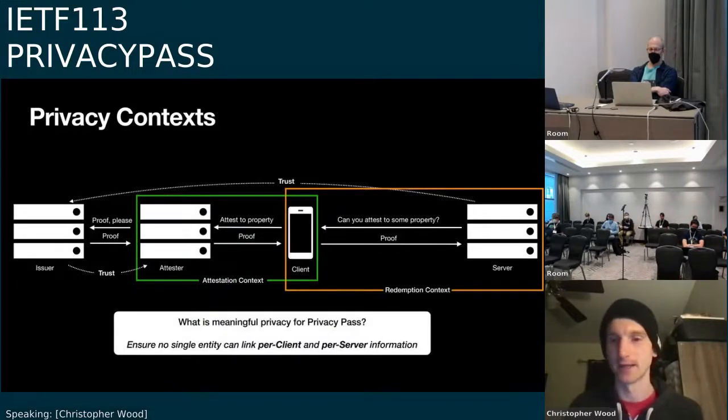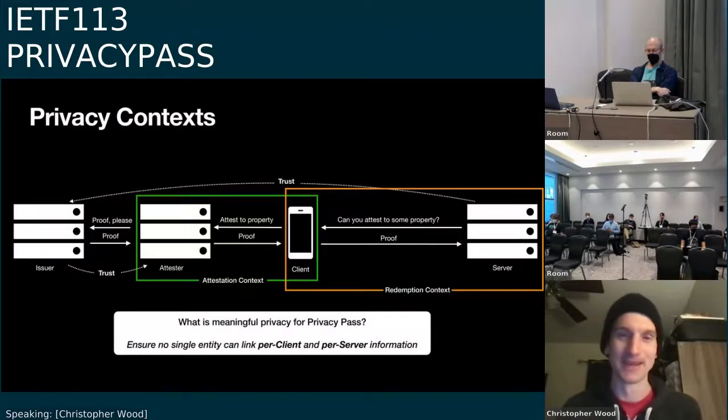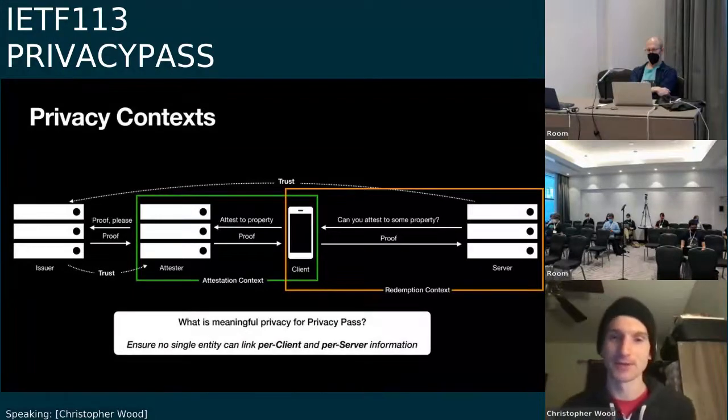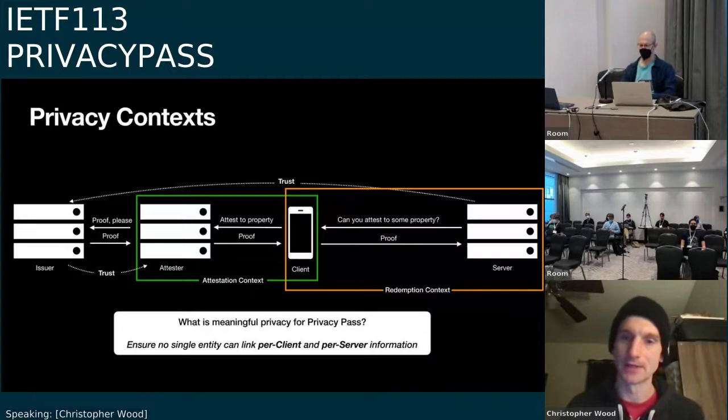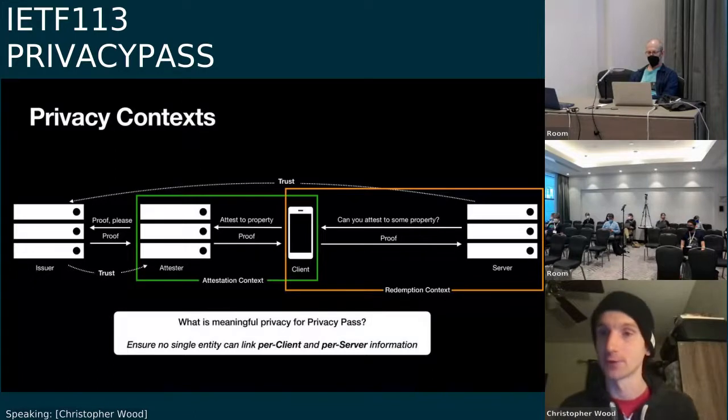And if you take a step back and ask yourself, what is, at least in a deployment of Privacy Pass, meaningful privacy? Because for most uses of Privacy Pass, we're trying to use it for purposes of improving client privacy. Mind you, there are applications of Privacy Pass where you may not care about privacy. But for this particular scenario, we are. So the meaningful privacy we claim in this particular setup is that there's no single entity in the system that can link per-client information and per-server information across these contexts, this attestation and redemption contexts.